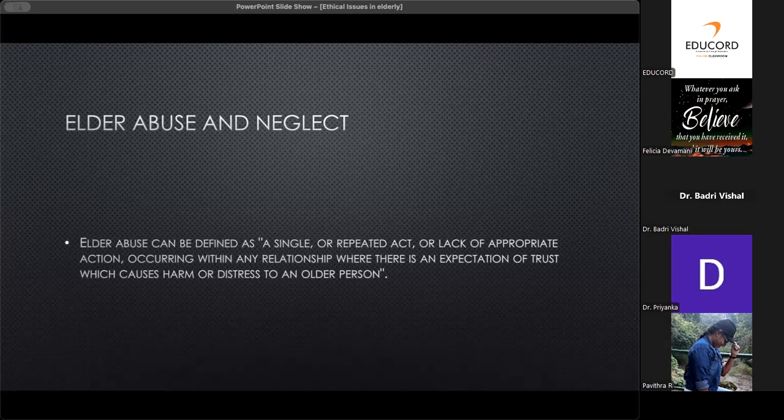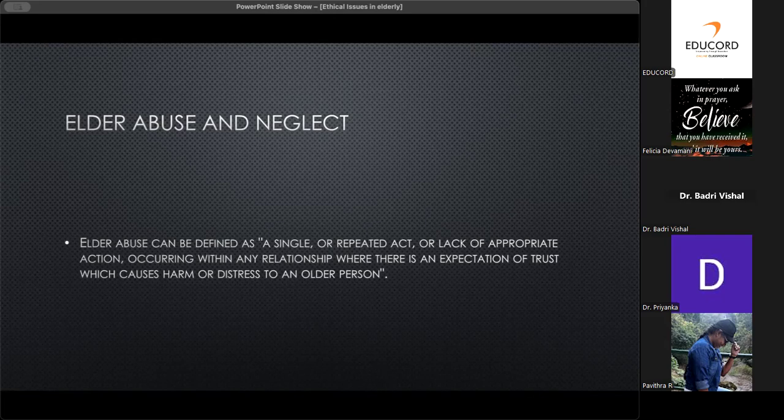appropriate action which is required for an older adult, which should be done by anyone in whom that person has an expectation of trust. If that person is in a hospital, a tertiary care center or an old age home, that person trusts the staff present there, that they will be helping that particular patient. And if we are not doing that, we are doing wrong from our side.